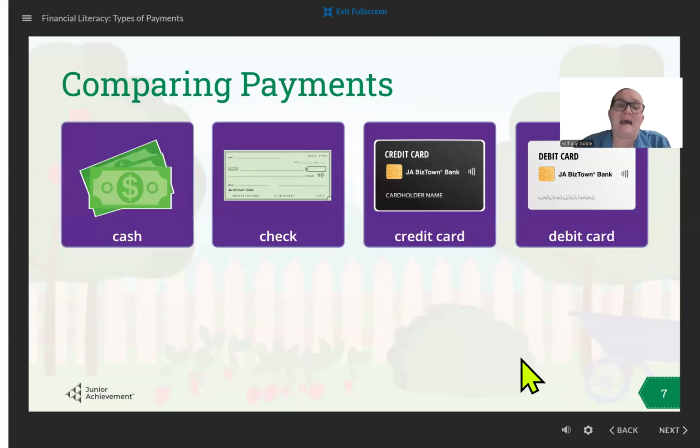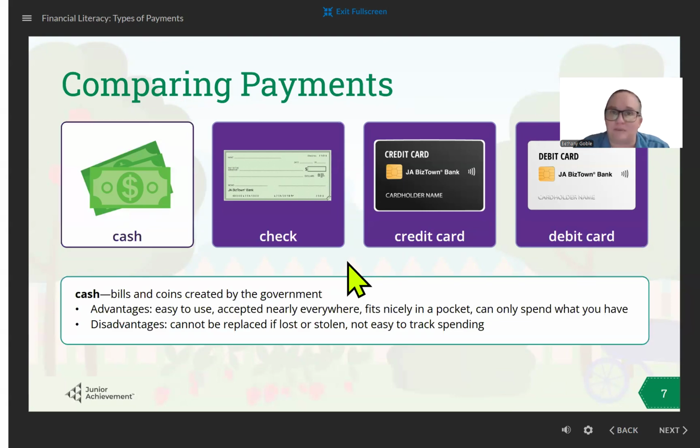So there's good and bad when it comes to these different types of payments, right? So if you look at cash, for example, what's good about having cash? Well, everywhere accepts cash, right? It's easy to use, fits in your pocket. You only got $20, so you can't spend any more than what you have, right? What's bad about it? If it gets lost or stolen, it can't really be replaced. And it's hard to keep track. Like I could spend $20, maybe $50 somewhere else, maybe $80. I get home and I'm like, where did all my cash go? I could forget because I wasn't keeping track of where I spent all my cash, right?